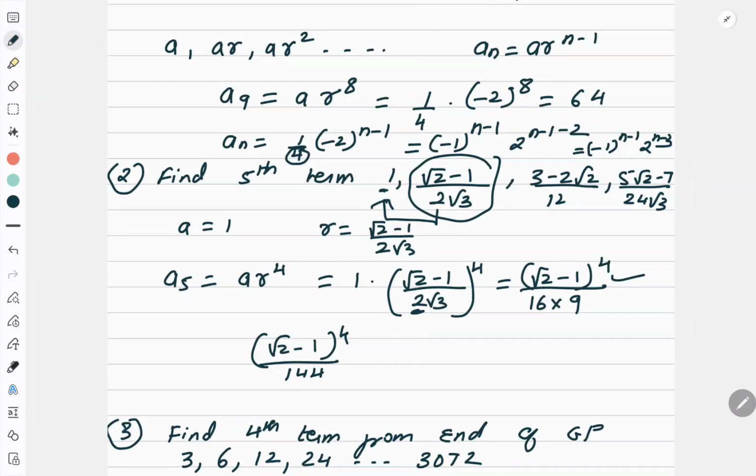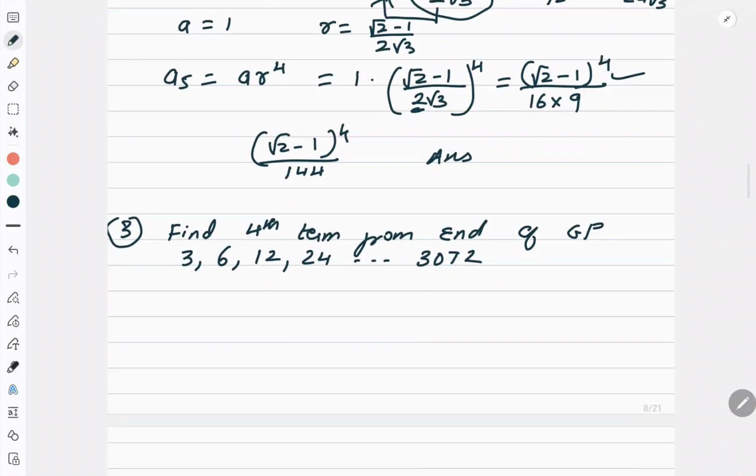If you want, you can open the numerator by applying (a minus b) whole square twice, or you can apply the binomial theorem and open it, or if you leave it like this, that is also perfectly okay. Now look at the next question.